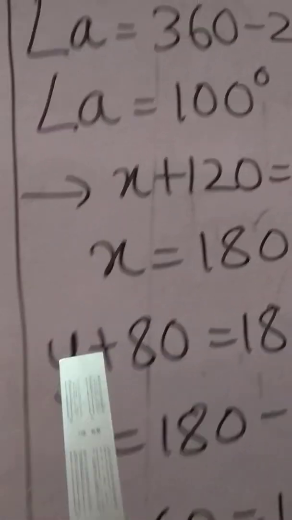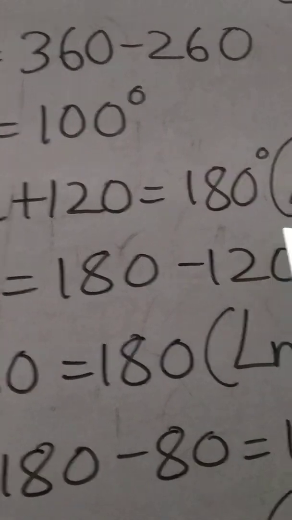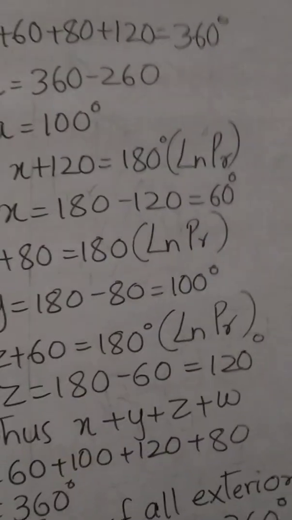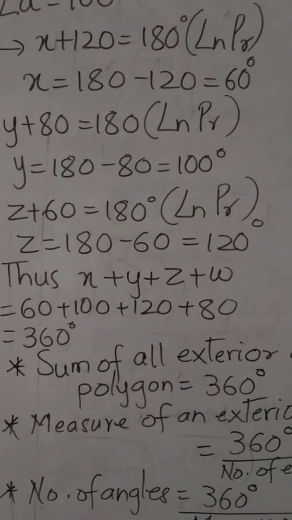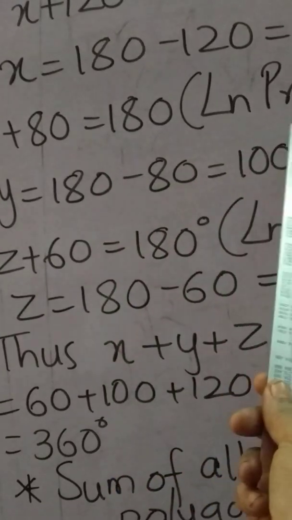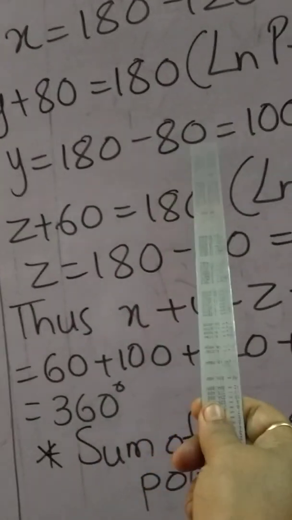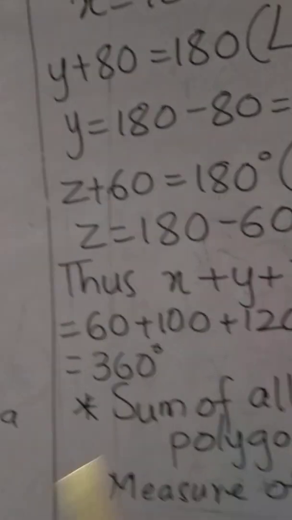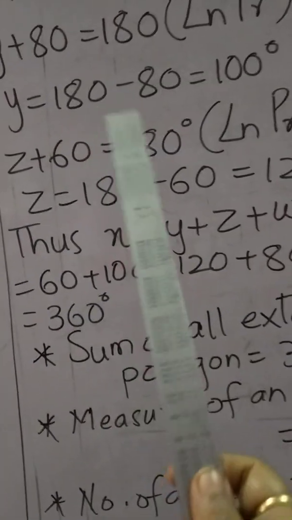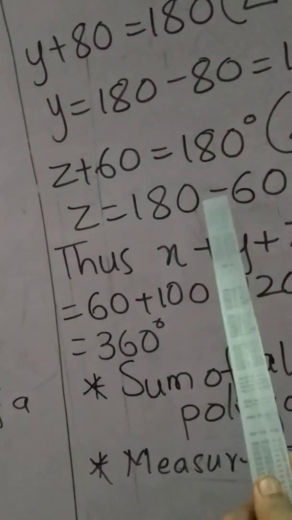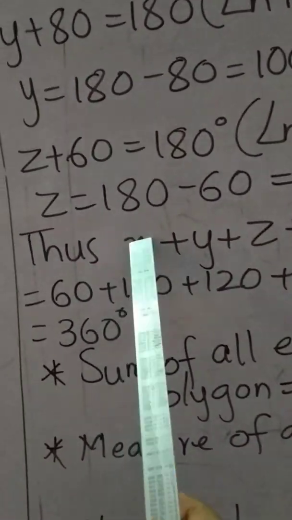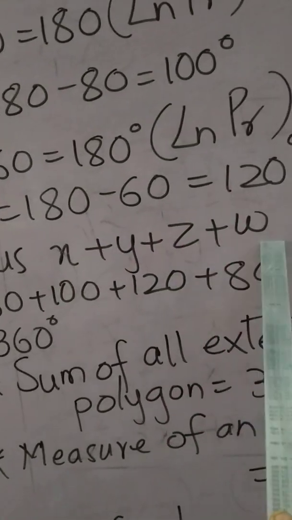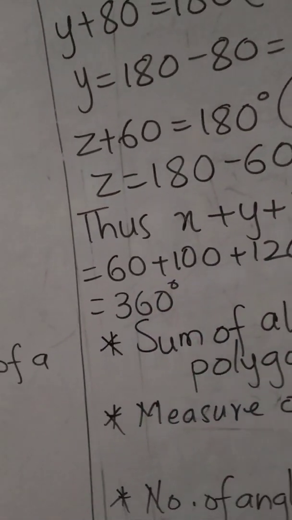Okay. Now x plus 120 is equal to 180. Why? Because ask the question to yourself. It is a linear pair. So x equals 180 minus 120 is equal to 60 degrees. Clear? y plus 80 is equal to 180, linear pair. So y will be 180 minus 80 is equal to 100 degrees. z plus 60 is equal to 180, linear pair. So z will be 180 minus 60 is equal to 120 degrees. So x plus y plus z plus w will be 360 degrees.